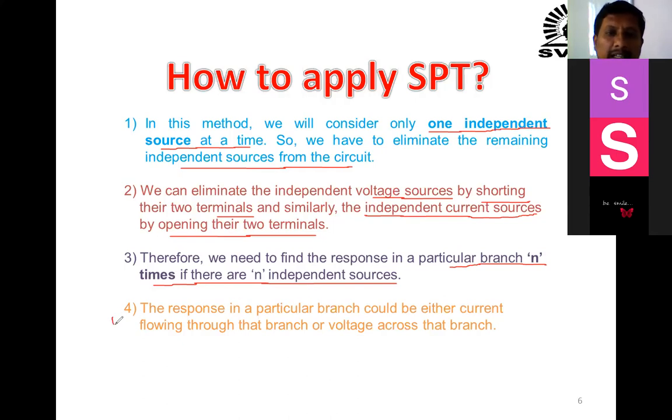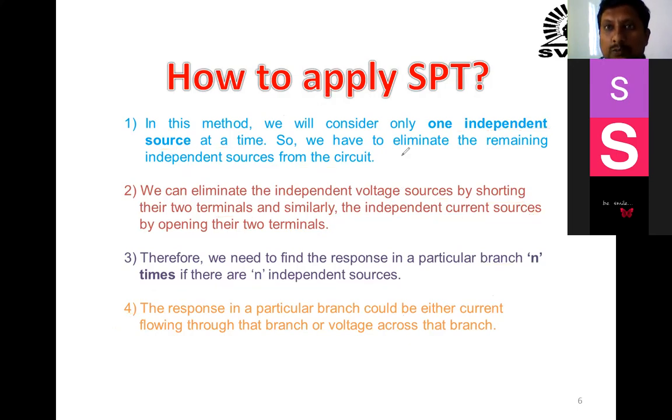Now next, finally, the response in a particular branch could be either the current flowing through the branch or the voltage across that branch, or element you can consider. Branch ऐवजी element म्हणलं तरी चालेल. That we have to add finally, so that we can get the combined effect, that is the combined response due to all sources acting alone. Do you understand? So this is how to apply the superposition theorem.